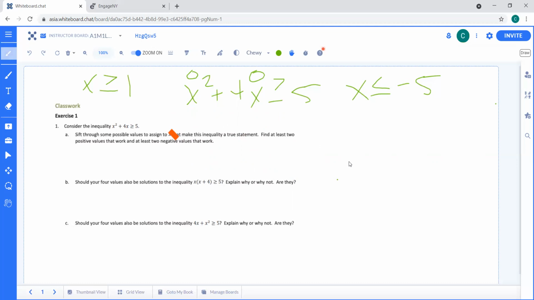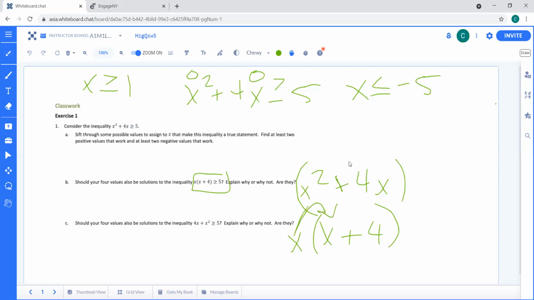All right. Should your values also be the solution of the second inequality? Yes, because this is all this is, rewritten. X squared plus 4x. If you were to break that apart, you can divide by x. Well, x times what gives me x squared? X. X times what gives me 4x? 4. If I do distributive property, that's what I'm going to end up with. X squared plus 4x. So that should work.